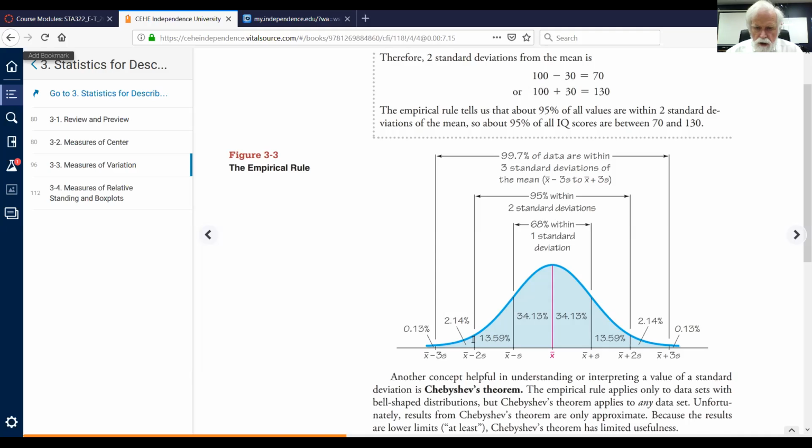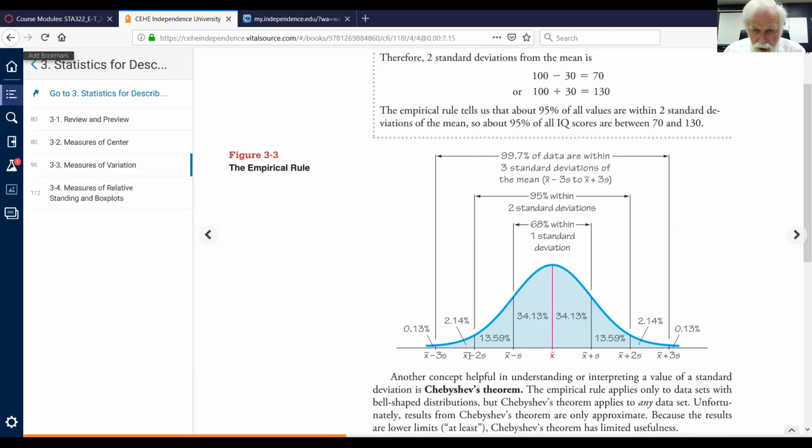95% is within plus and minus 2 standard deviations. What we say is that the usual values, expected values of data, fall within 2 standard deviations of the mean. So anything outside this 95% level is considered to be an unusual result of a measurement.